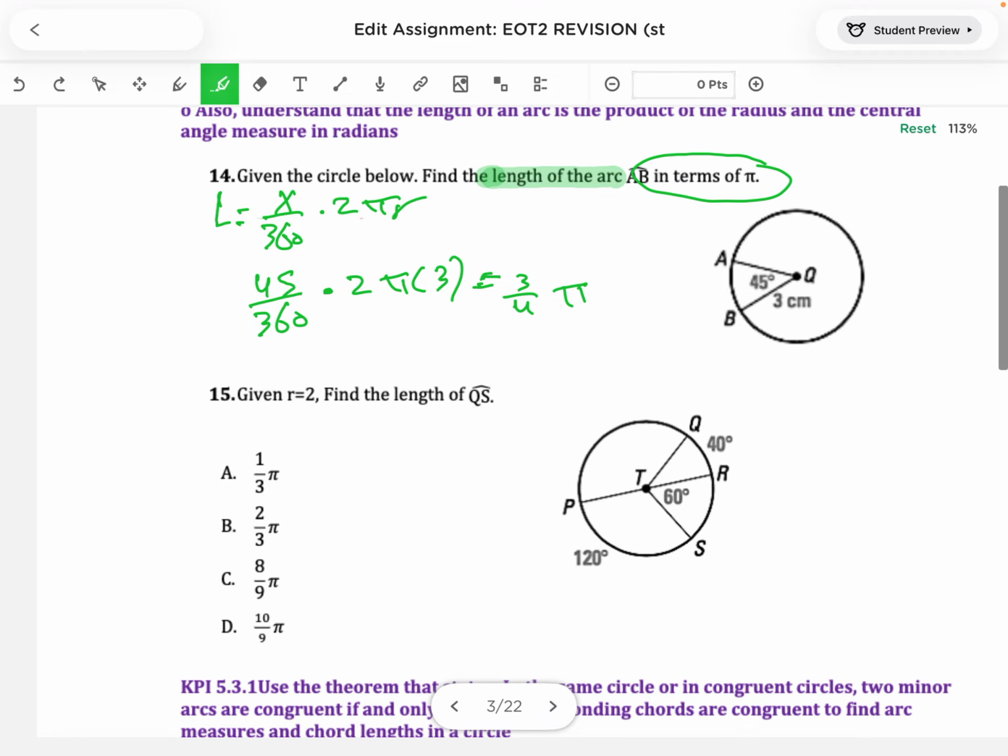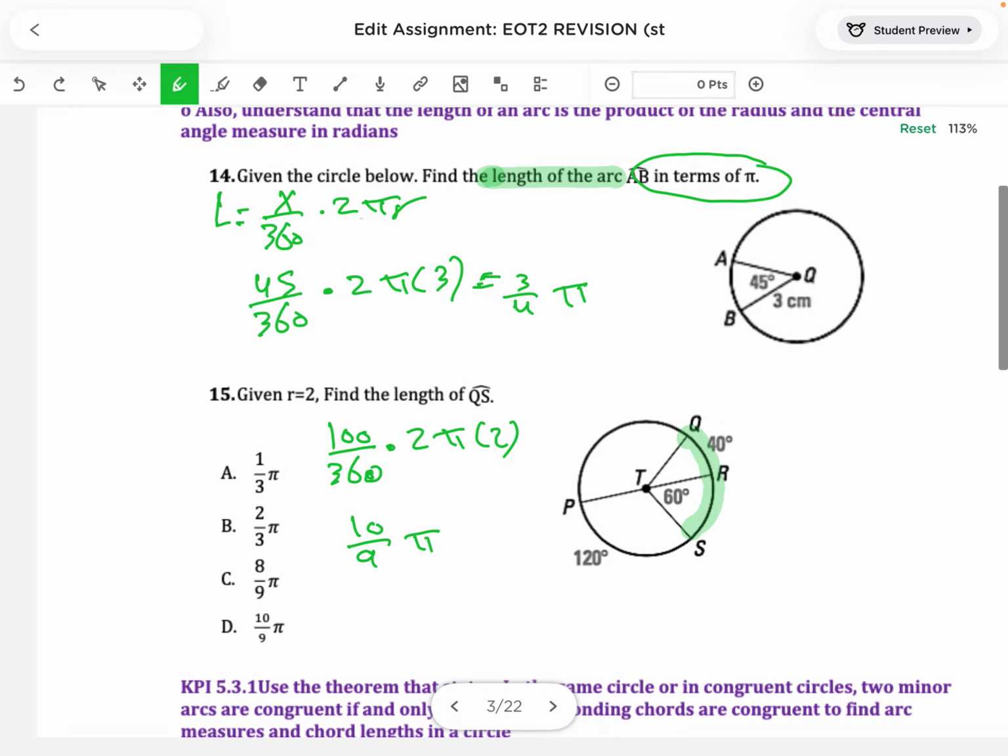They need the length of the arc again, QS. QS, which is these two angles, which is 100 over 360 times 2 pi for radius is 2. So 100 over 360 times 2 times 2, which is 10 over 9 pi.